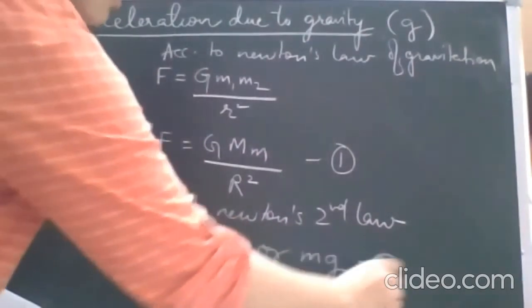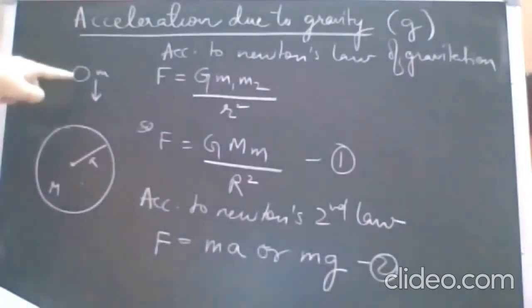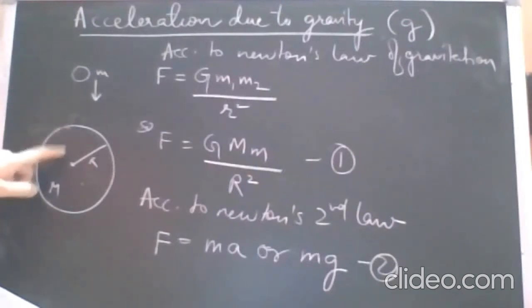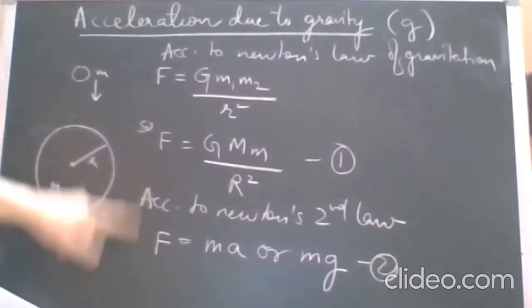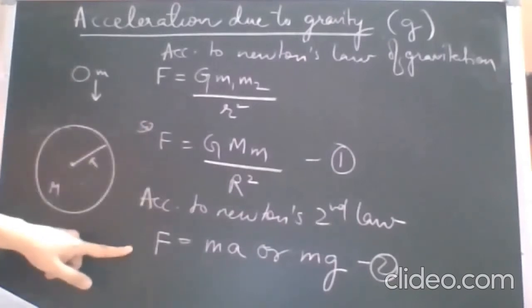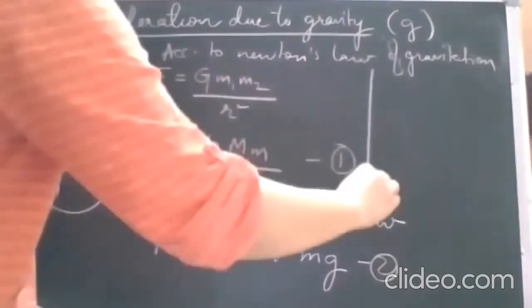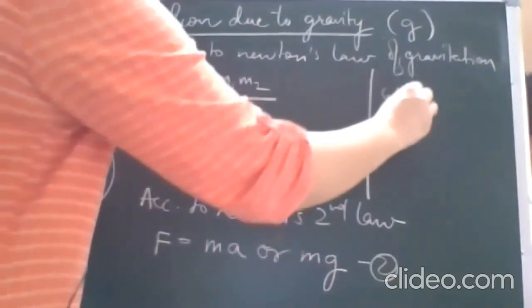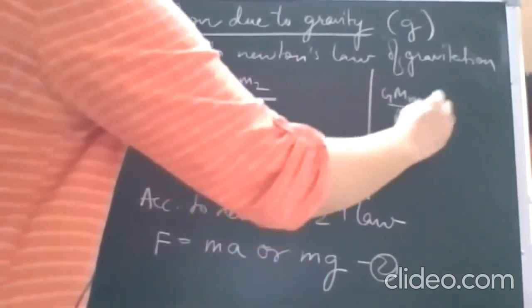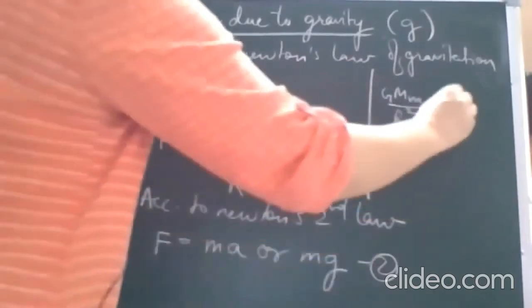This is equation 2. Now I am talking about the same object and the same force acting on it. The force on this object is only due to the mass capital M and no other force, so both these forces are equal. When I equate 1 and 2, I get F is G capital M small m divided by R square, and also F is small m into g.